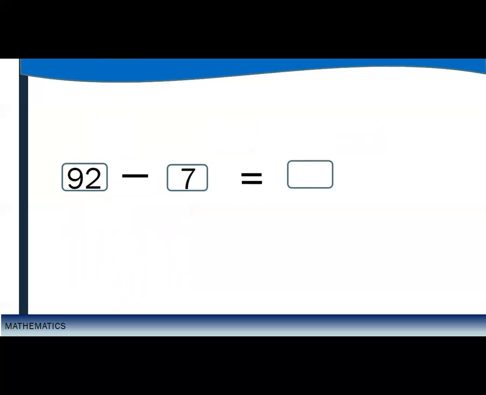And you know I always want you to read with me, so read along. 92 subtract 7 equals, and we have a blank box there for our answer. Now this time I want you to use an open number line to subtract, boys and girls. But I want us to do this one together. So the first thing you're going to do is to draw your open number line.